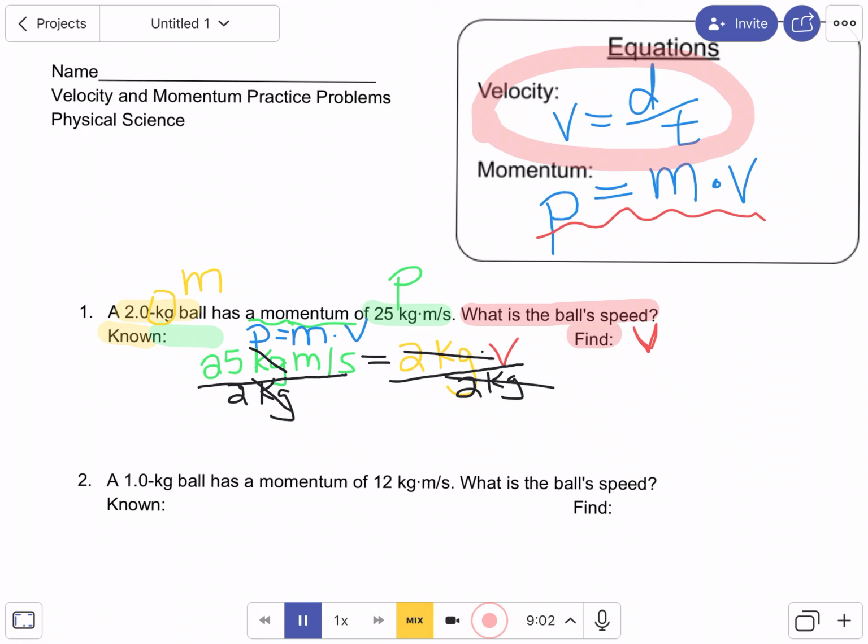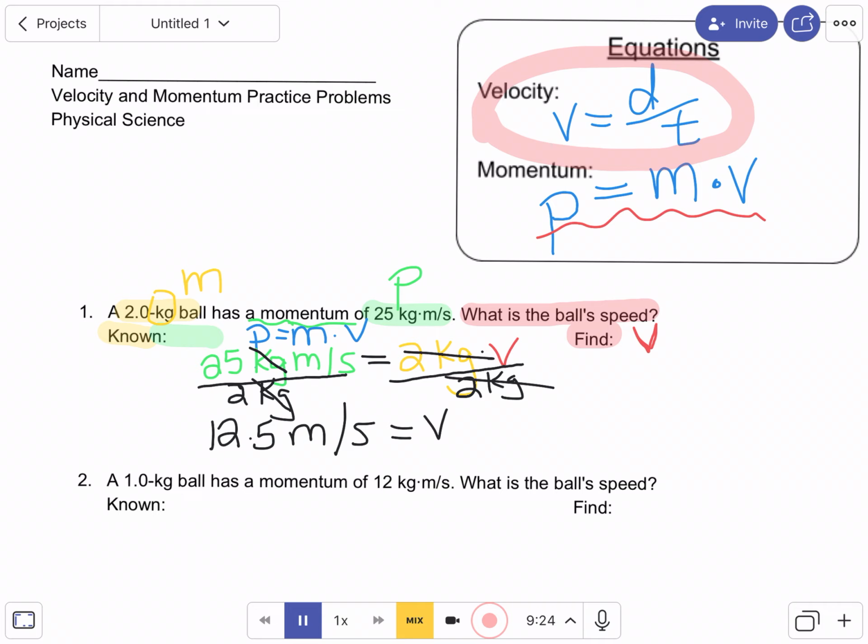So 25 divided by 2, I don't know why I wrote that again. We can just bring that down. 25 divided by 2 is 12.5. And the unit that we have is meters per second, equals V.